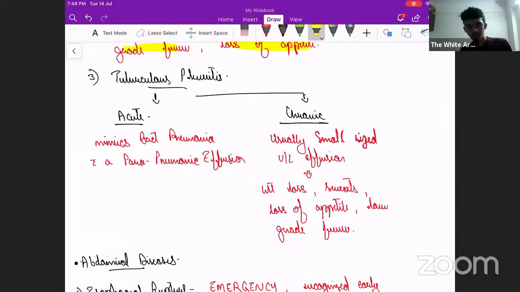Once pleuritis is there, that pleuritis will lead to accumulation. Depending on which side the pleura is affected, it can be unilateral or bilateral, but mostly it is unilateral. Either right-sided or left-sided, and it will be small. It is just the inflammation of pleuritis taking place. There's as such no secretion, so we expect a small effusion.